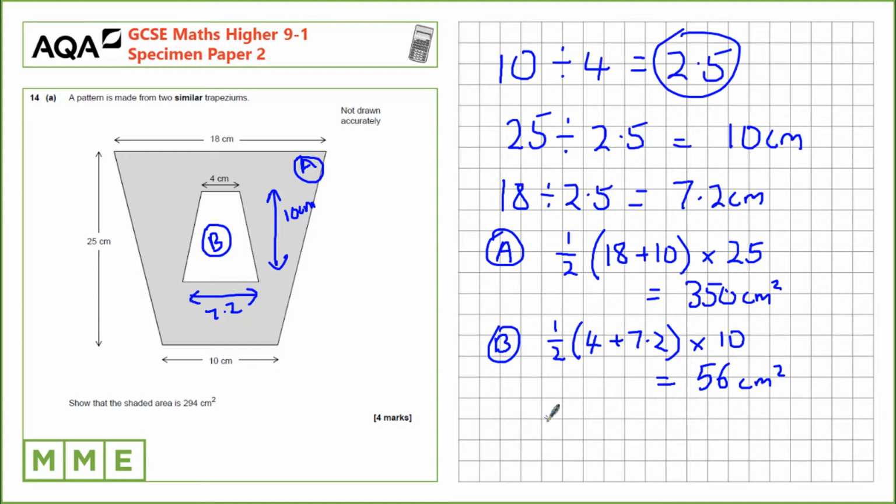Finally, to find the area of the shaded area, we just need to take the small one away from the large shape since the small one is completely inside it. So 350 minus 56 equals 294 centimeters squared.